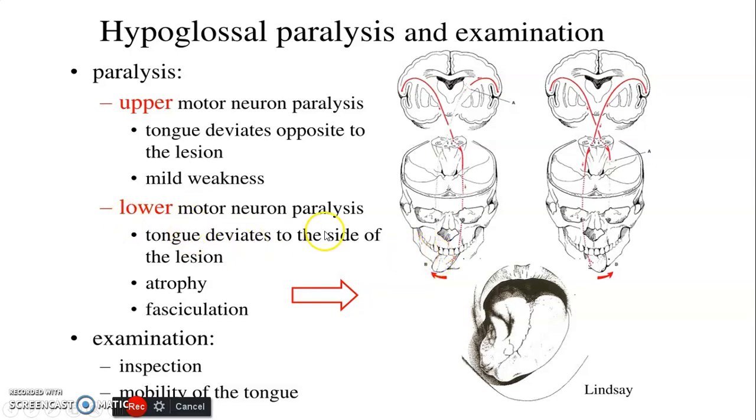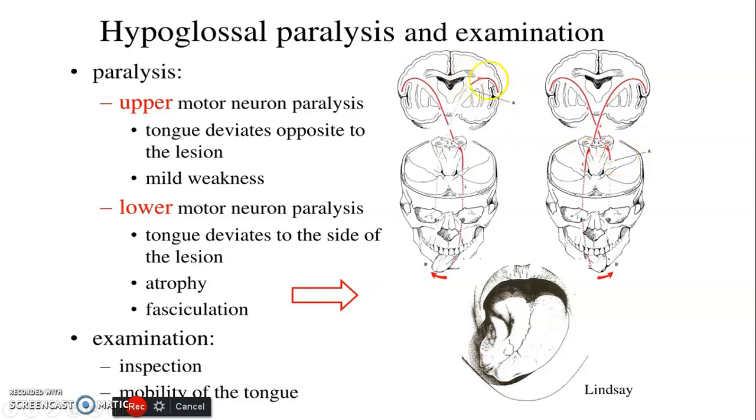Now, in lower motor neuron paralysis, lower motor is from the nucleus to the tongue here. So lower motor neuron paralysis at this level, okay, from the nucleus to the tongue. This is the lower motor neuron. So you're going to affect this side. So the tongue will deviate to the side of lesion. The lesion is on this side and the problem is on this. So you deviate towards the abnormal, which is the side of lesion. I hope this is clear.